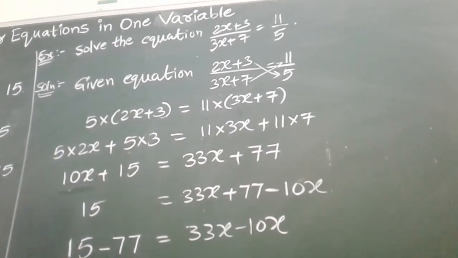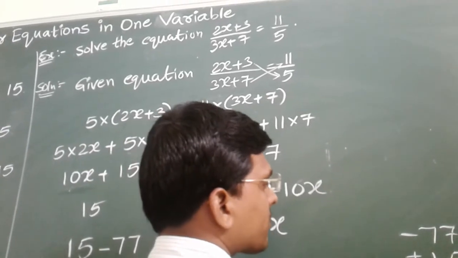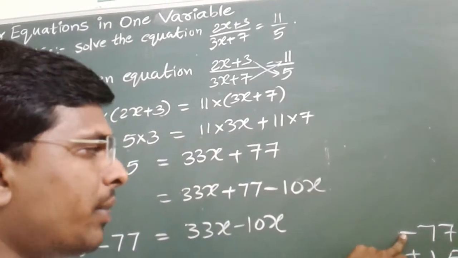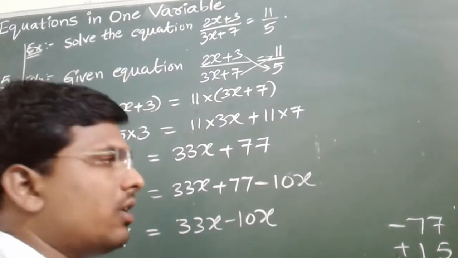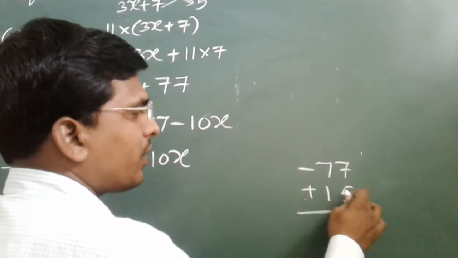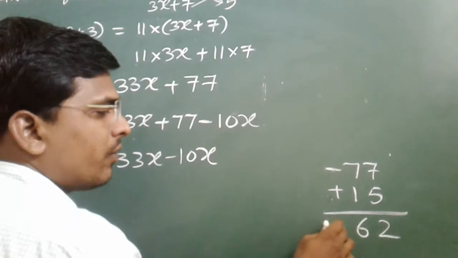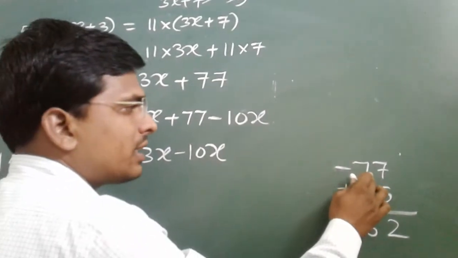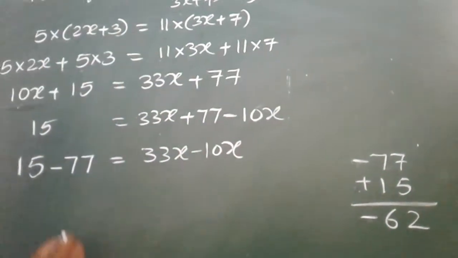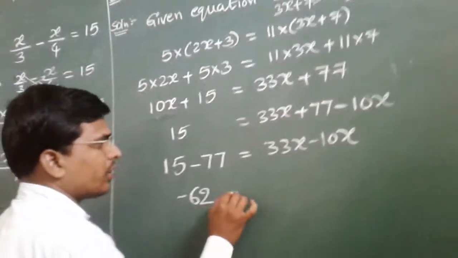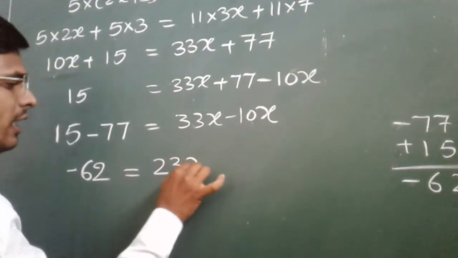So 15 minus 77. See, minus 77 plus 15. One number has a negative sign and the other number has a positive sign. Here we can go for subtraction. So 77 minus 15, how much? 62. So which sign do we have to keep here? The bigger number's sign. The bigger number contains the negative sign, so your answer is also negative. That is minus 62 is equal to 33 minus 10, 23x.